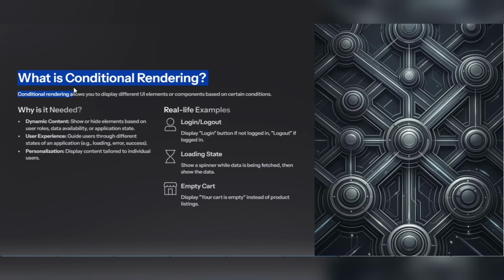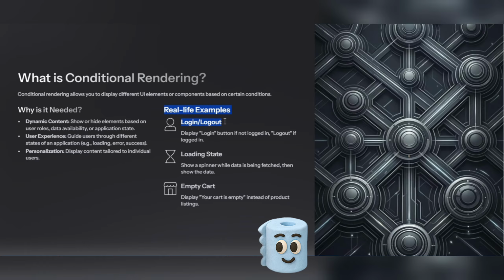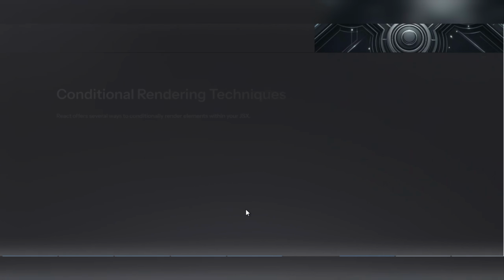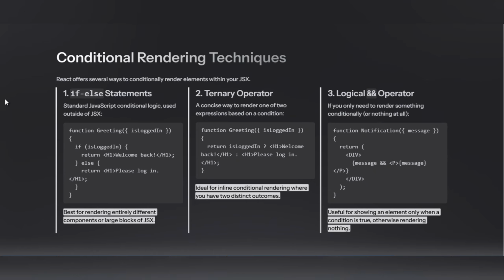Now, let's move to conditional rendering. Conditional rendering means showing different UI elements based on certain conditions. We need it because applications are not static. We often need to show or hide elements, handle loading states, and display different UI for different users. This greatly improves user experience. Some common real-life examples of conditional rendering are a login/logout button, a loading spinner while data is fetched, an empty cart message, or an error or success message.